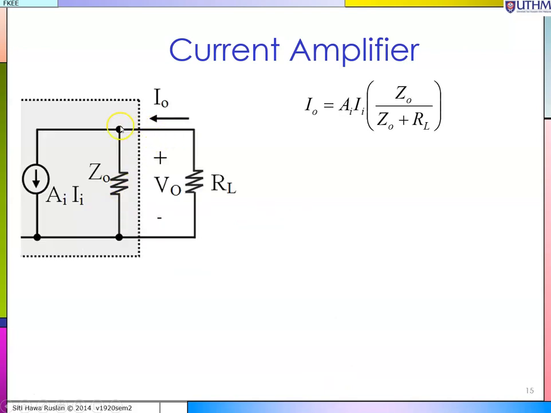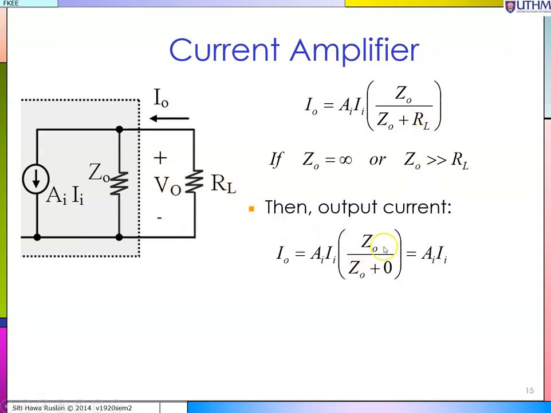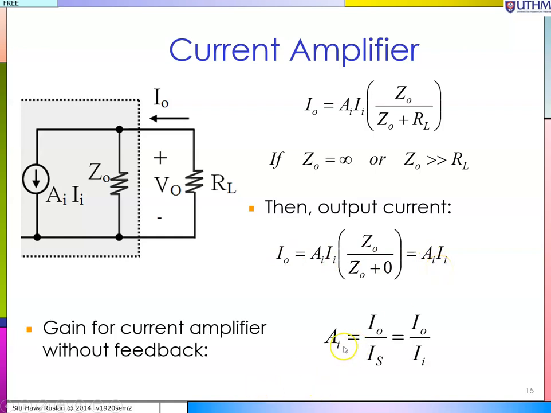At the output section, using a current divider also, IO is flowing at the RL. The source is AI II multiplied with ZO divided by the total impedance. So AI II multiplied by ZO divided by ZO plus RL. Okay, and if ZO is infinity or much larger compared to RL, we can ignore the load over here. Okay, so if ZO is much greater, we ignore RL. So IO will equal AI II, and with that you get this gain without feedback. IO over Is is IO over II. This is the circuit without feedback.